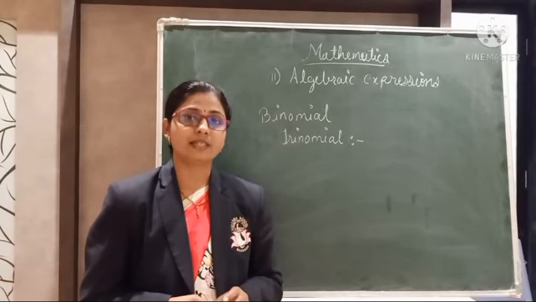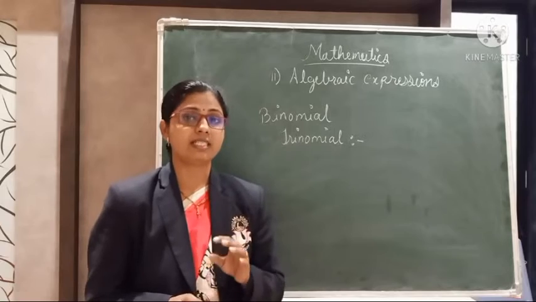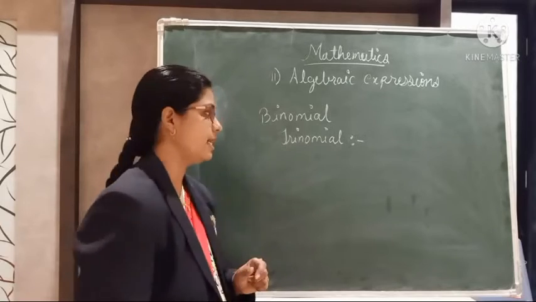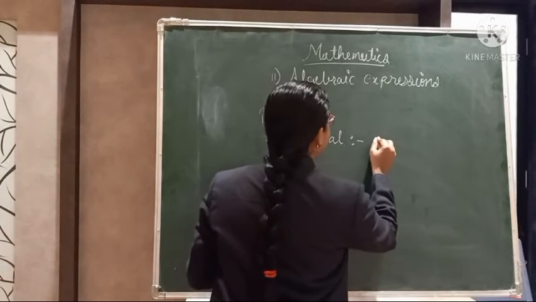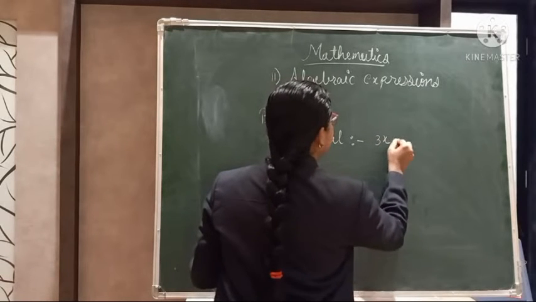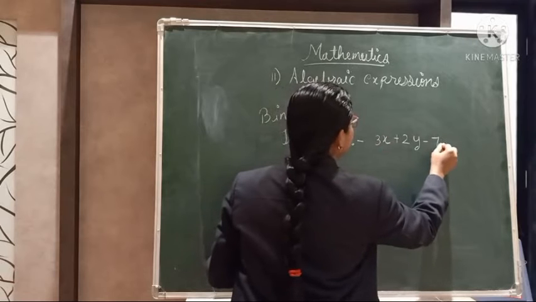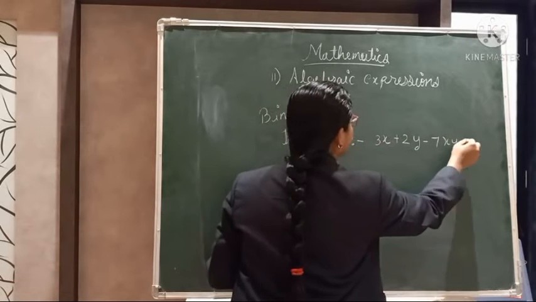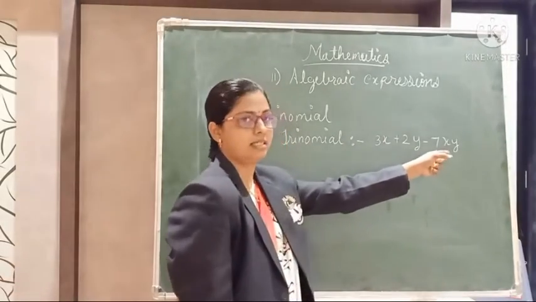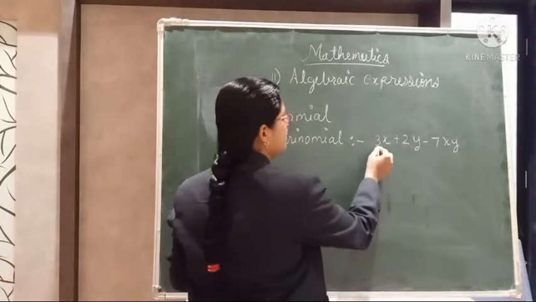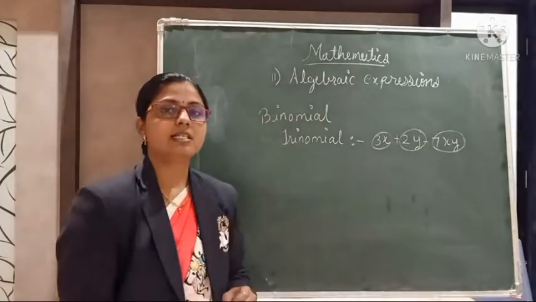Now the next is trinomial. Trinomial means what? Tri means 3, meaning there will be 3 terms over there. For example, a trinomial will be 3x plus 2y minus 7xy. So 3x plus 2y minus 7xy. You can see here 3 terms are mentioned. That is why it is known as a trinomial.